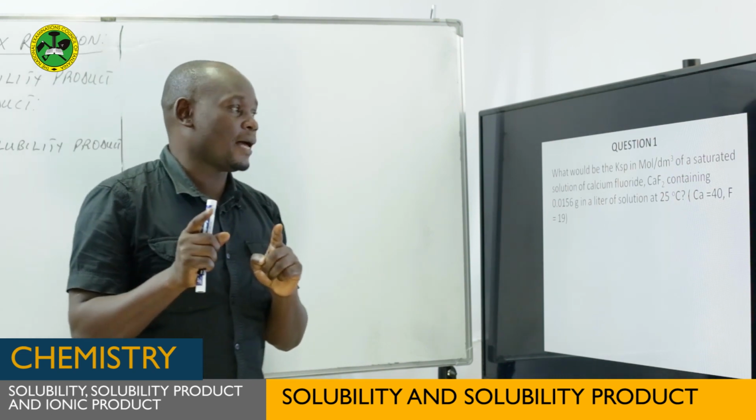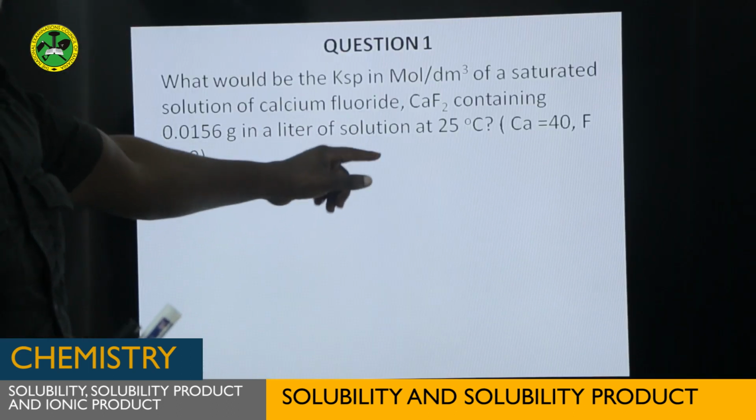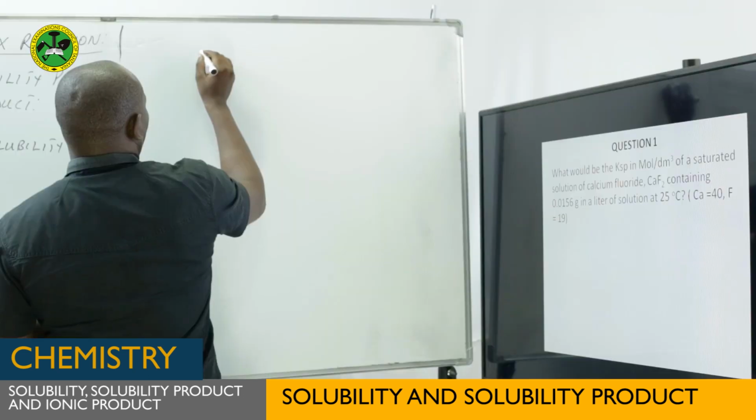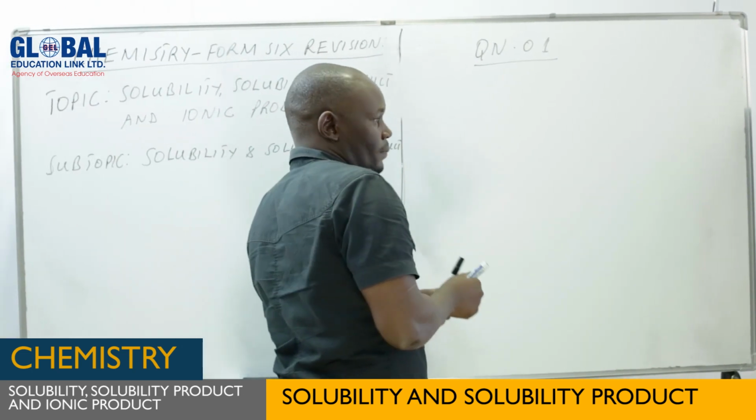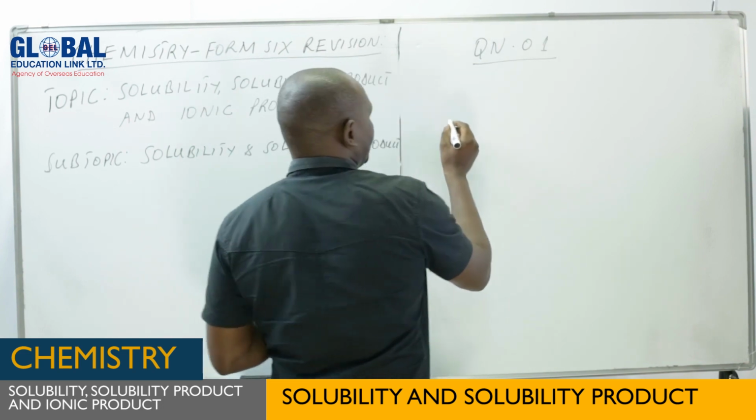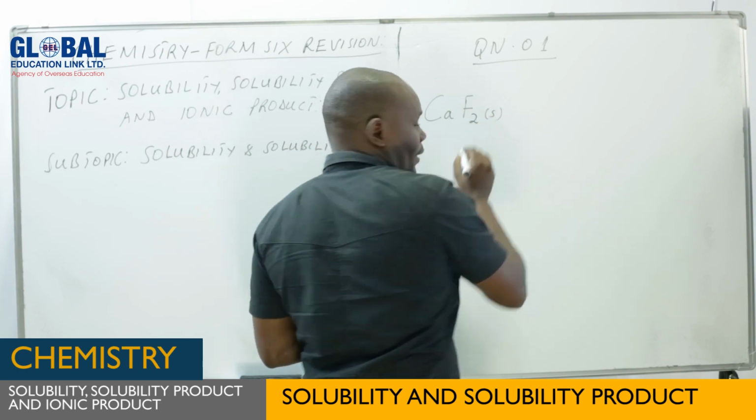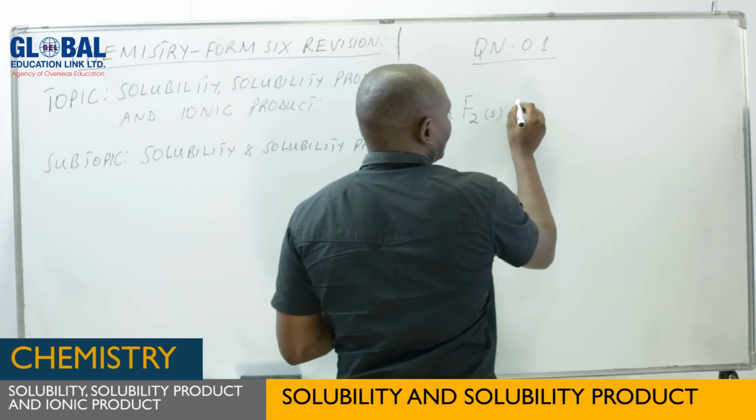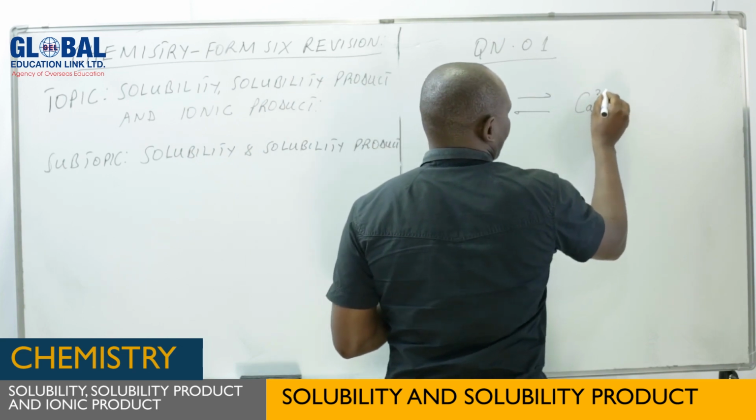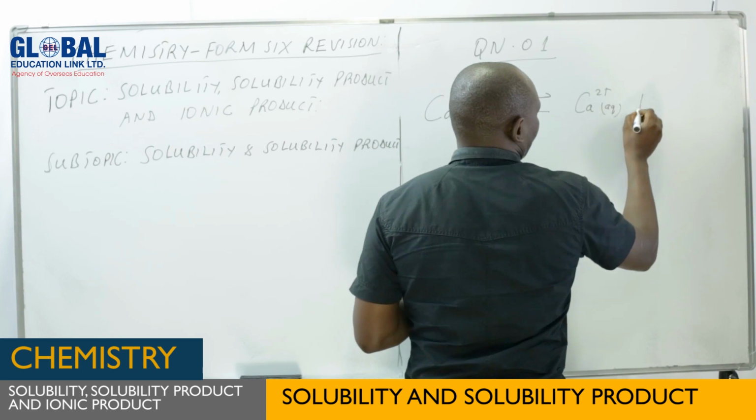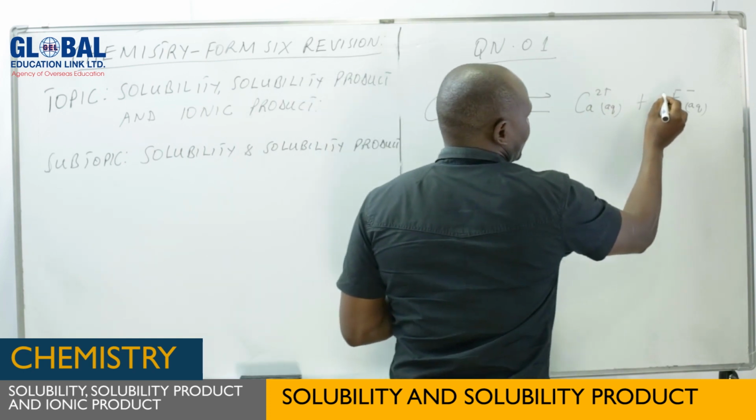The first thing to consider is that you have to write the dissolution reaction equation of calcium fluoride. So here, for question 1, our sparingly soluble salt is calcium fluoride. Normally, calcium fluoride undergoes dissolution to release calcium ions and fluoride ions, which after balancing, here you put 2.